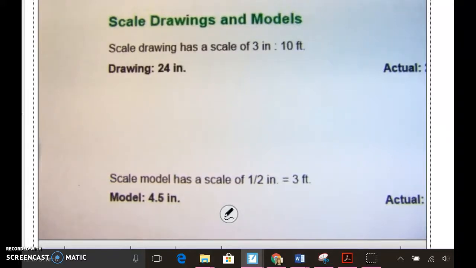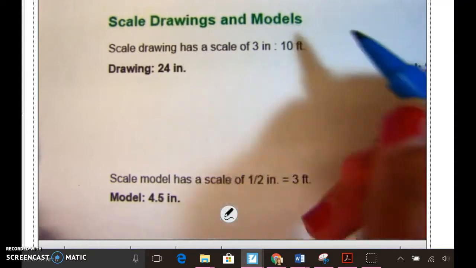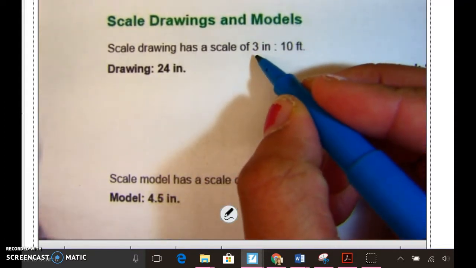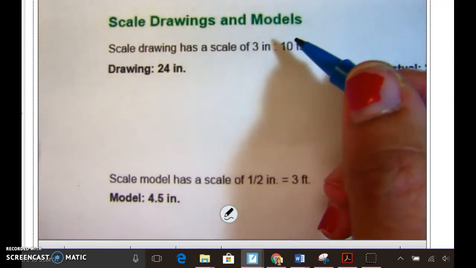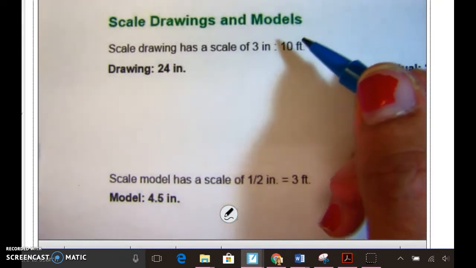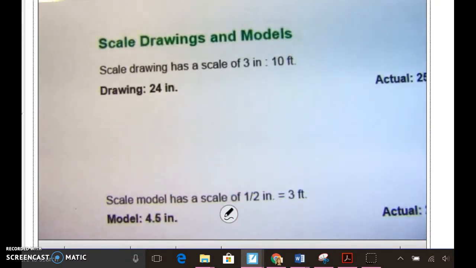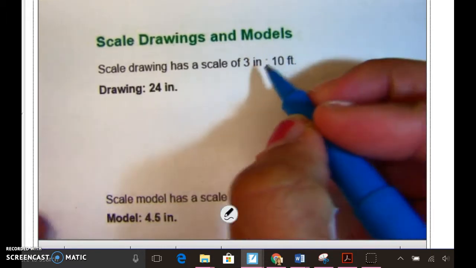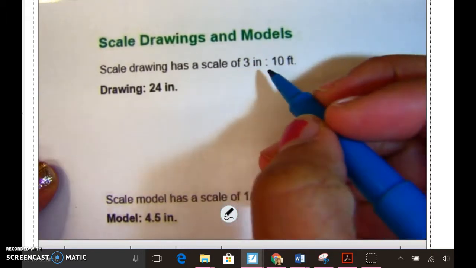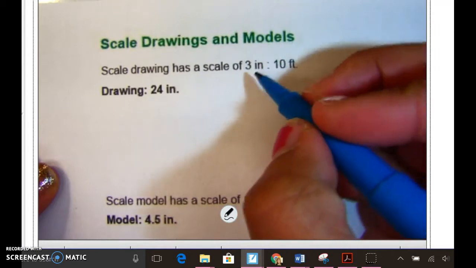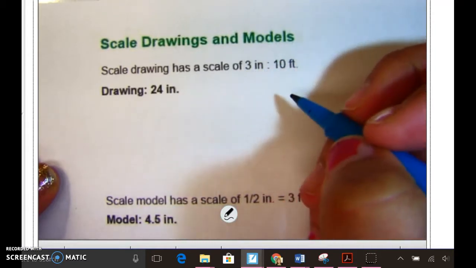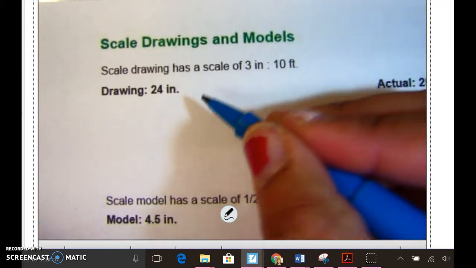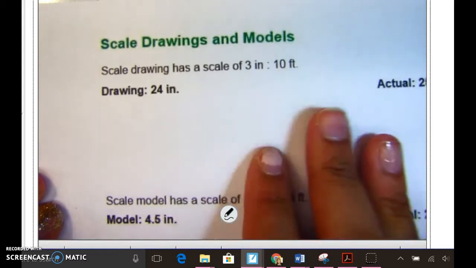So this is a review of scale drawings and scale models. Remember, a scale is a ratio. Usually it can be used for a drawing or a map or a blueprint, something that's too big to be drawn in real scale, then we use a scale. So for this one, the scale drawing has a scale of 3 inches to 10 feet. So every 3 inches in the drawing is 10 feet in real life.